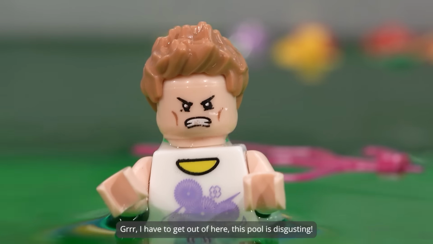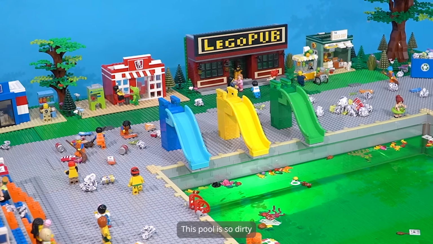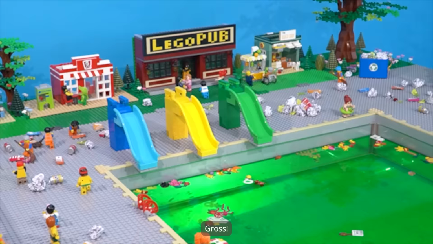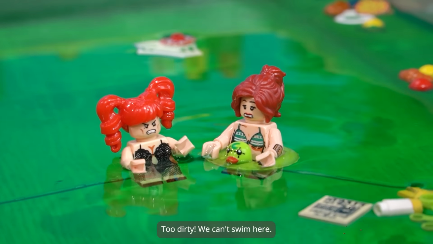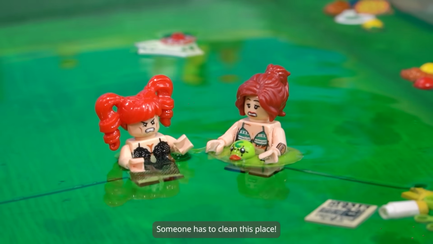I have to get out of here. This pool is disgusting. This pool is so dirty. Oh my god. Gross! Too dirty. Disgusting. Too dirty. We can't swim here. Someone has to clean this place.